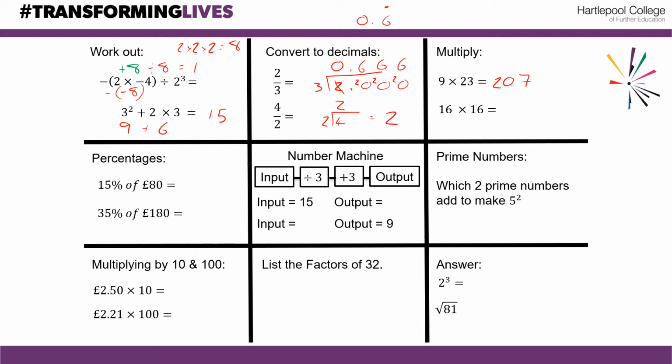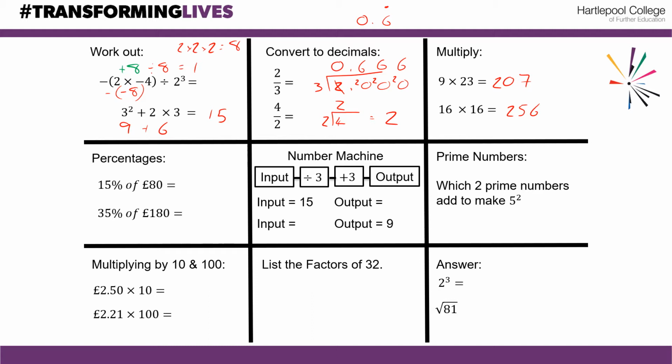The next one, 16 times 16. Again, loads of different ways to do this. The answer ends up being 256. If you're struggling to do that, think 10 times 16 is 160. 5 times 16 would be 80. 1 more 16 would be another 16. So you end up with 160 add 80 is 240. Add 16 is 256.